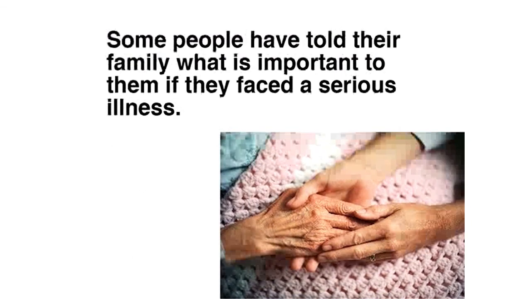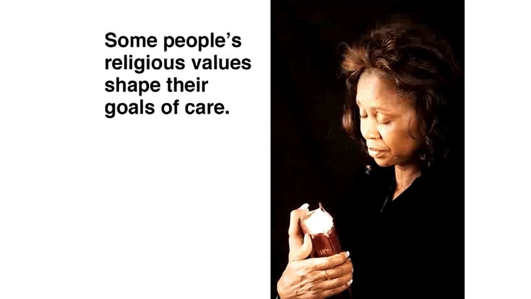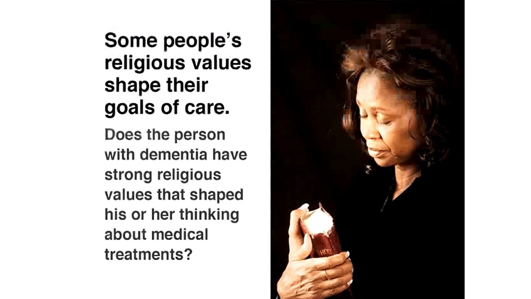Some people have told their family what is important to them if they faced a serious illness. Has the person with dementia ever talked about this or put wishes in writing in a living will document? Some people's religious values shape their goals of care. Does the person with dementia have strong religious values that shaped his or her thinking about medical treatments?